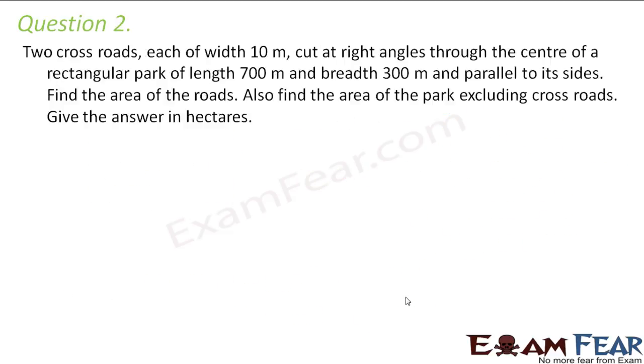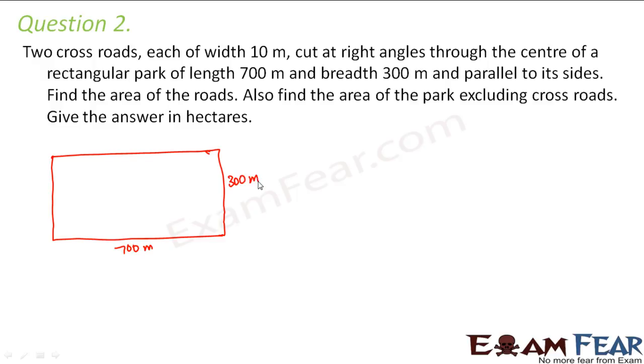Question number 2. Two crossroads, each of width 10 meters, cut at right angles through the center of a rectangular park of length 700 meters and breadth 300 meters and parallel to its sides. So let's draw the rectangular park first. So this is a rectangular park, such that the length of the park is 700 meters and the breadth of the park is 300 meters.